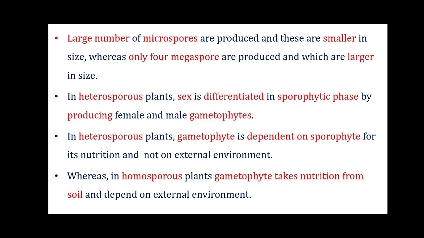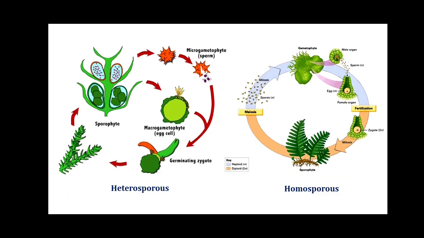In a heterosporous plant, sex is differentiated in the sporophytic phase by producing female and male gametophytes. Also in a heterosporous plant, the gametophyte is dependent on the sporophyte, which is unlike the homosporous condition. In the homosporous condition, the gametophyte is independent and takes nutrition from the environment, while in a heterosporous plant, the gametophyte is dependent on the sporophyte, which is a very essential evolutionary trait for the development of seed habit.